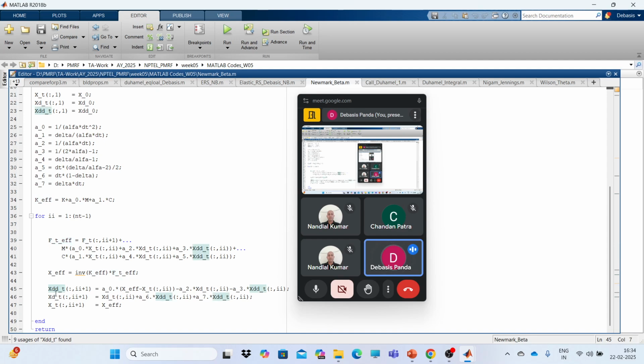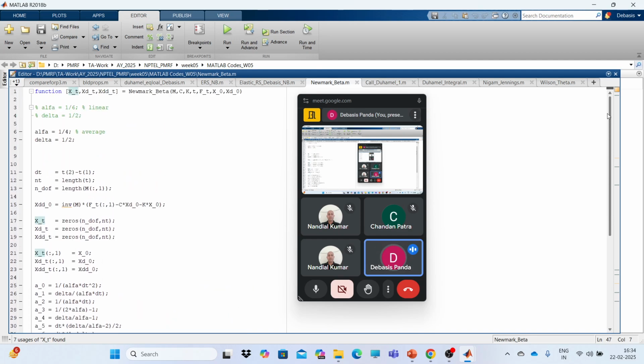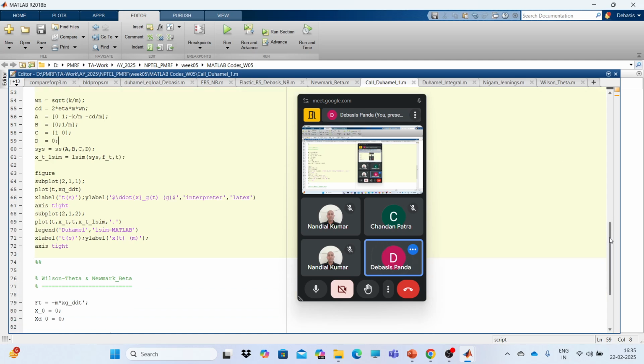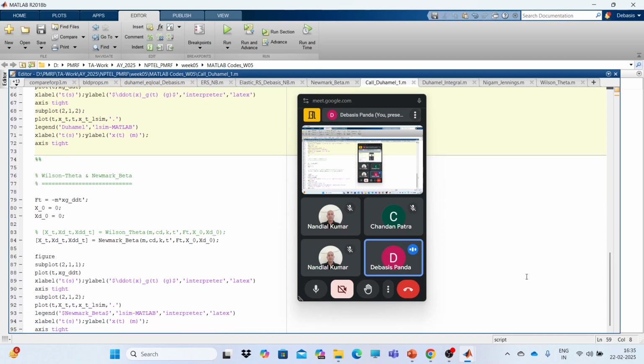Now these three response quantities, the acceleration, the velocity, and the displacement. If I call this function and provide the initial conditions and the system properties, this function file will give me the total response of the system. Let's quickly solve it. Here we have the code, Newmark-beta. Now we will call the Newmark-beta.